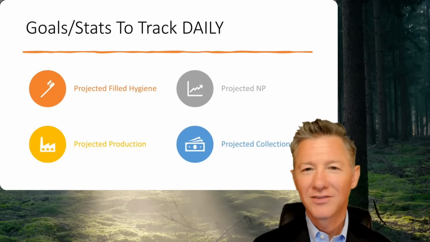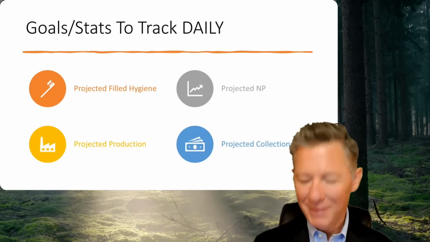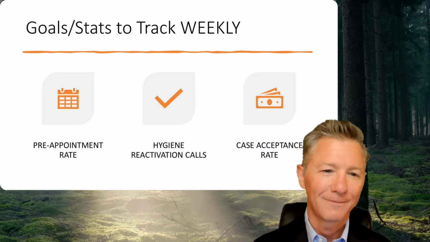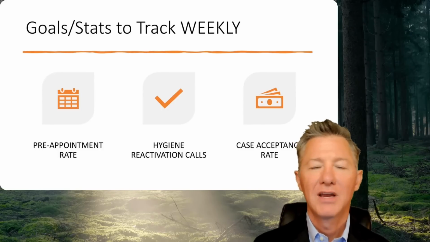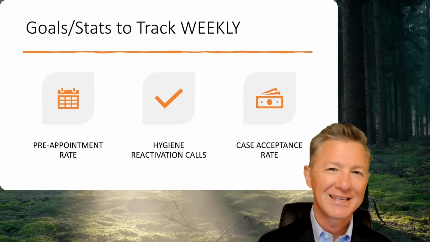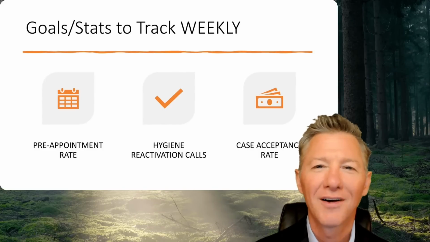You just do the math that I just said, and you should know these numbers within about 5 seconds. So pretty easy. What goals do I track on a weekly basis? My pre-appointment rate, my hygiene reactivation calls, and my case acceptance rate. Every Wednesday morning, I'll walk in and this information will be on my desk.